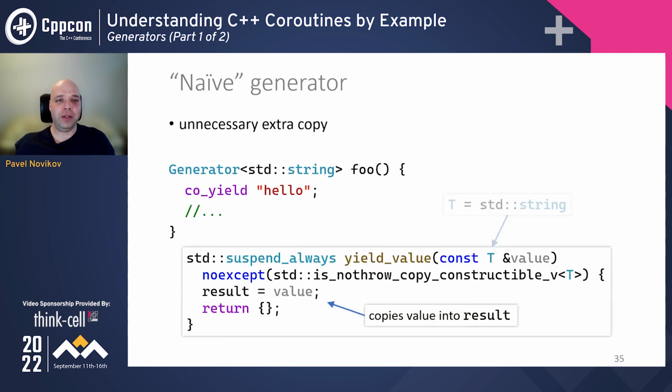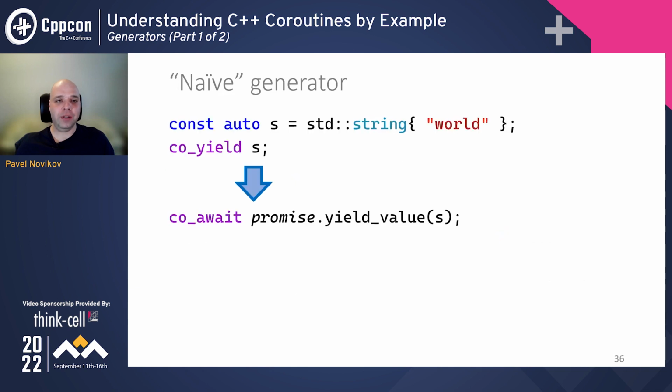And another drawback is unnecessary extra copying. So here we see that in our initial implementation, we receive a yielded value by const reference, and we have no choice but to copy the value of that yielded item into our internal storage. And in general, we don't have to do that.